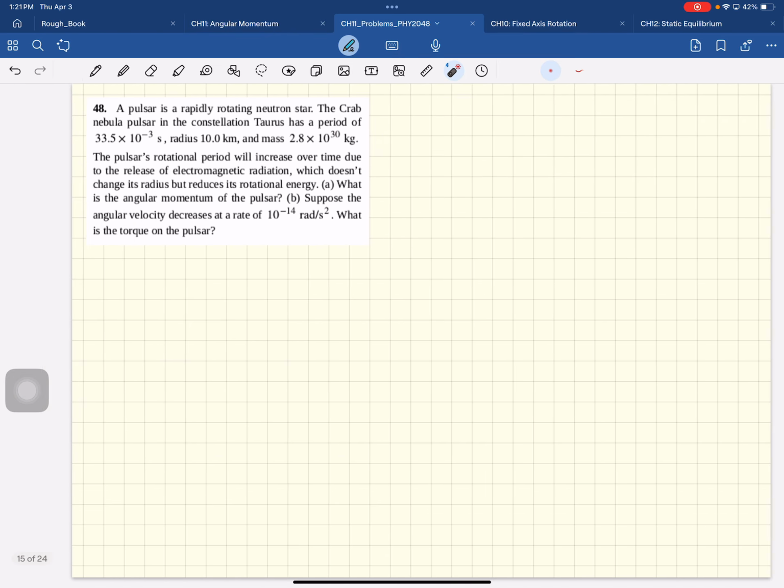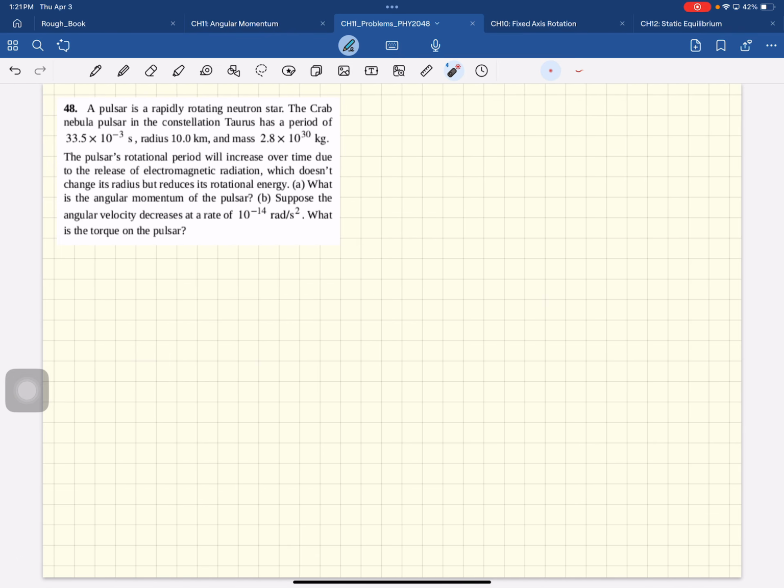I want to show you one other cool problem. Maybe I won't solve this one either, because I want to lecture on chapter 12. Okay, this is a pulsar. Do you know what a pulsar is? It's a rapidly rotating star that emits regular radio frequencies, or light and stuff like that. It's a neutron star, so it's a very dense star.